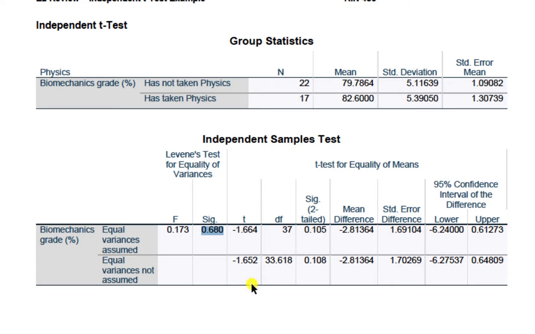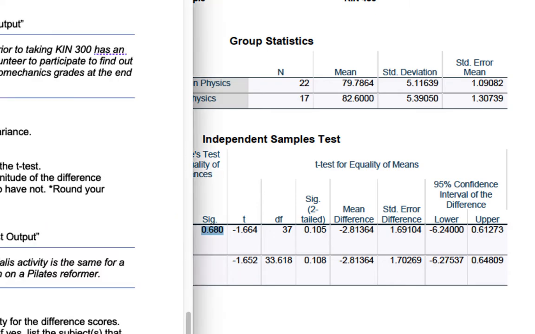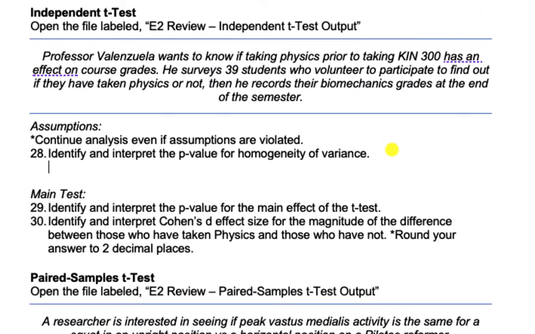So under Levene's test, we can see a p-value of 0.680. So p is equal to 0.680, which is greater than 0.05. Therefore, we accept the null hypothesis. And remember, the null hypothesis for homogeneity of variance says that we have equal variances between our samples. So we can meet that assumption and say there are equal variances between samples.